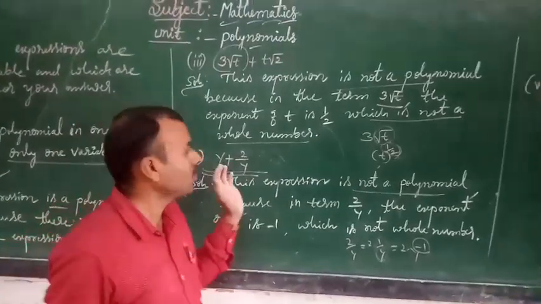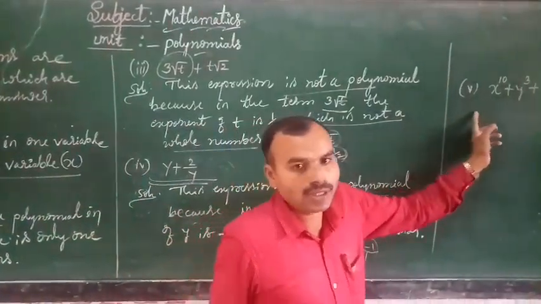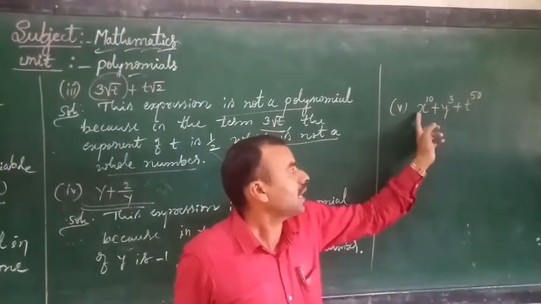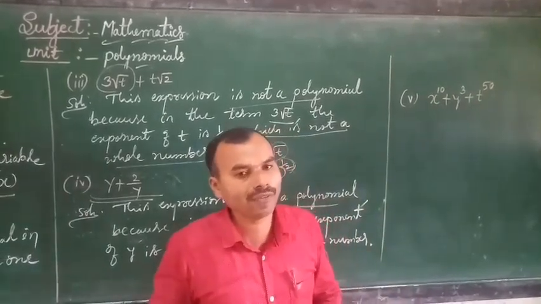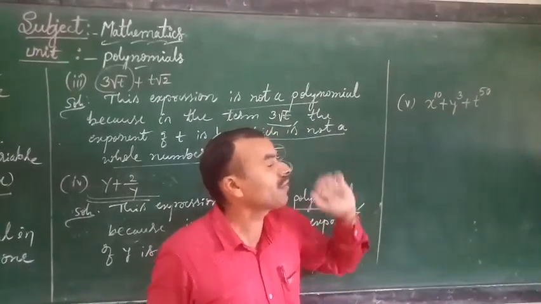Dear students, the fifth one, x to the power of 10 plus y cube plus t to the power of 50. Try the fifth one yourself.